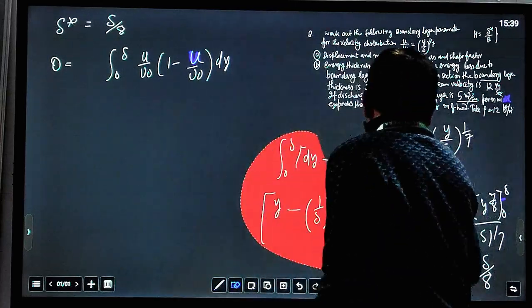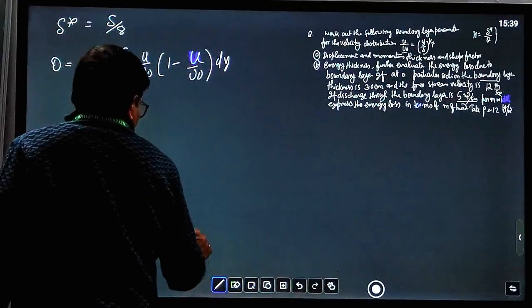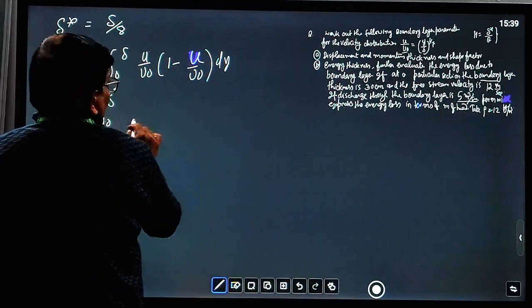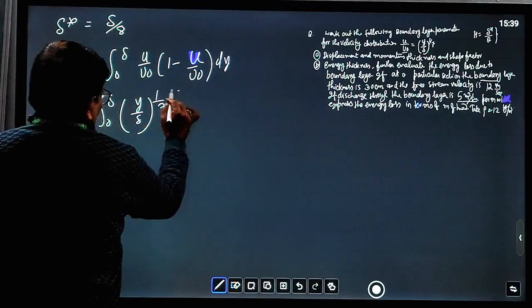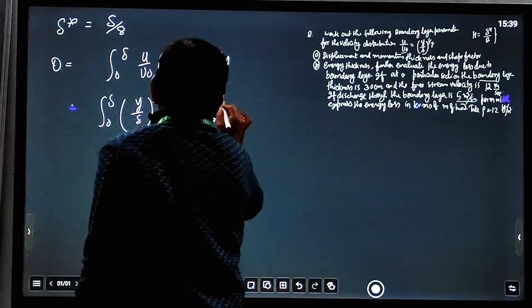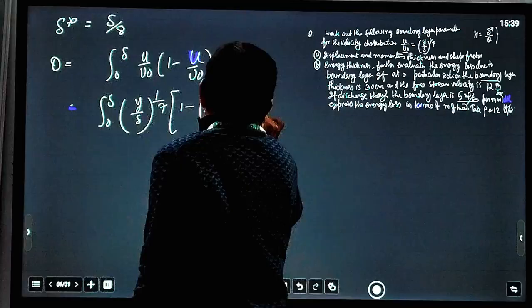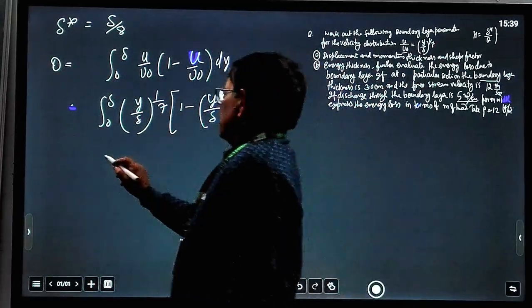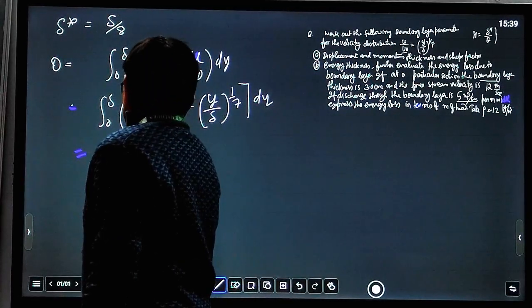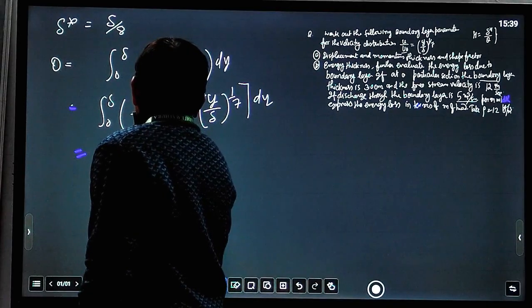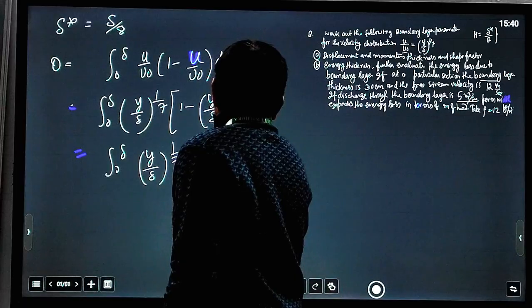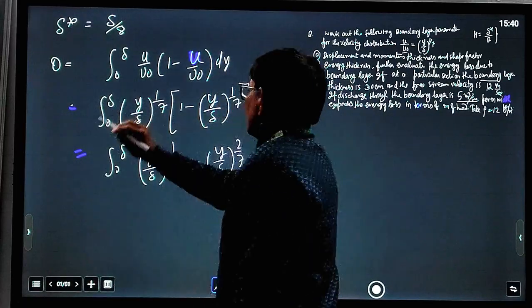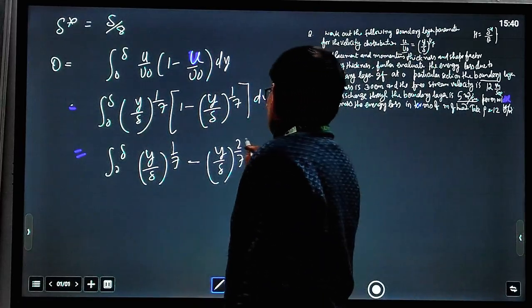So now replacing this one. Putting all values here, integral from 0 to del, and the value will be equal to (y/del)^(1/7) times (1 minus (y/del)^(1/7)) dy. So take it inside. First we simplify it: integral 0 to del of (y/del)^(1/7) minus (y/del)^(2/7), because it becomes square, and the whole value is integrated.